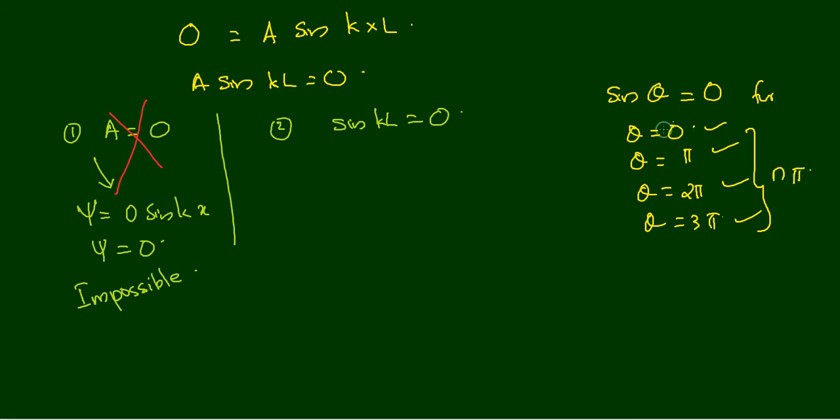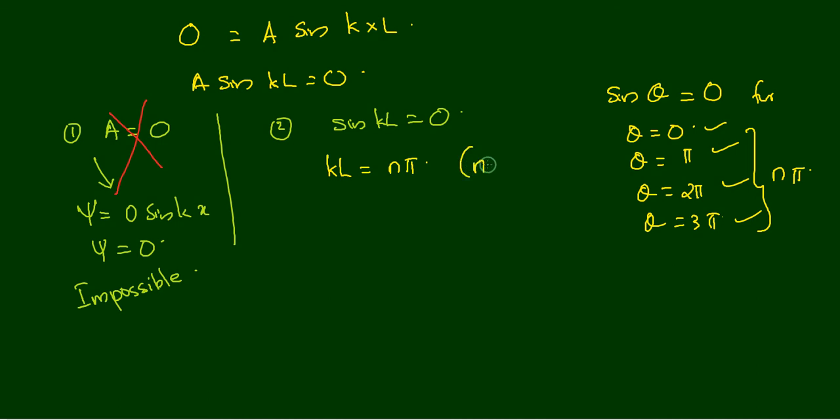If it is 0, then it is 0 pi. If it is pi, then it is 1 pi, 2 pi, 3 pi, etc. So kL must be n pi. From this equation, we can write kL is equal to n pi. At this moment, we may think n is equal to 0, 1, 2, 3, etc., because n is equal to 0 here, 1 here, 2 here, 3 here.